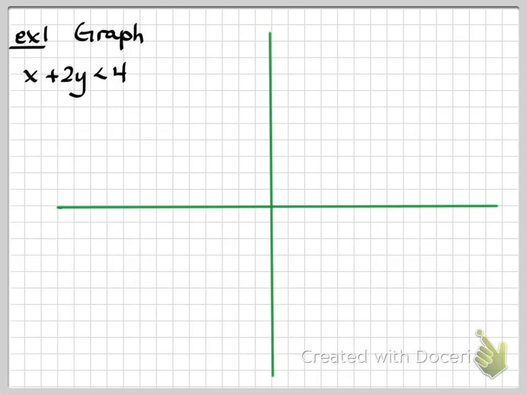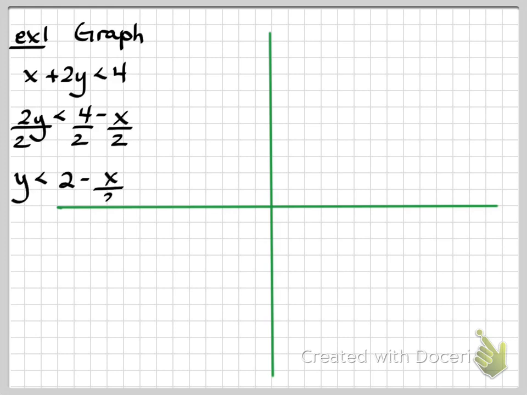We want to graph x plus 2y is less than 4. So just like if it was an equation, we need to solve it for y so we can get y equals mx plus b. So the first thing we'll do is move the x to the other side. We're going to try to get the y by itself. So 2y is less than 4 minus x. If it moves, it changes its sign. And then we divide everything by 2. So y is less than 2 minus x over 2, because 4 over 2 becomes 2.